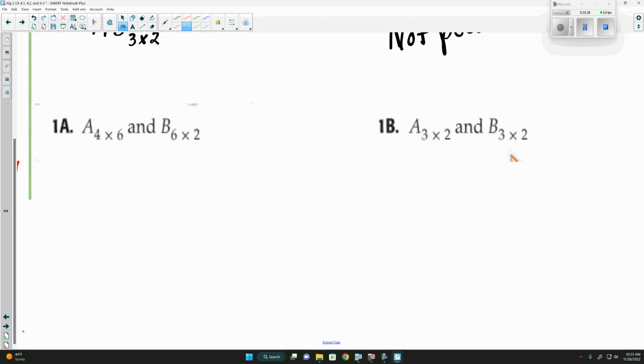Let's look at 1A. Can we multiply these together? Because the columns of the first is 6, the rows of the second is 6. So yes, we can multiply these two together. We'd have A times B. And our new dimensions are going to be what? 4 by 2.